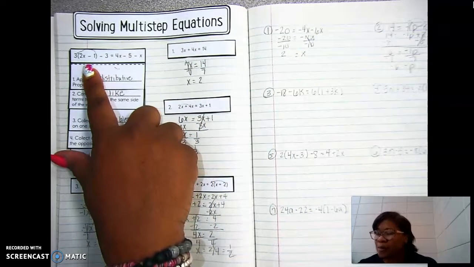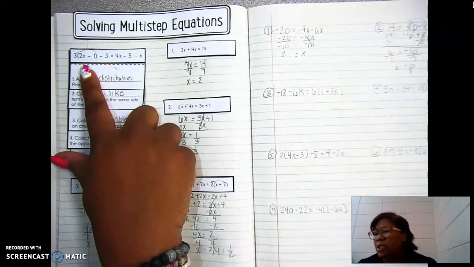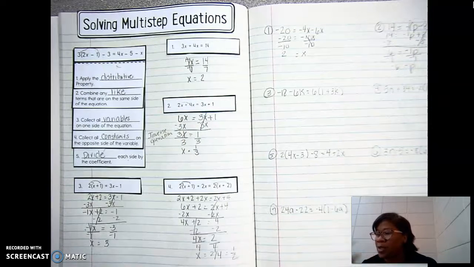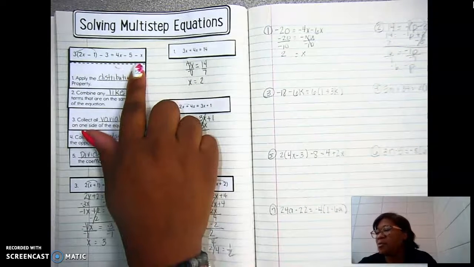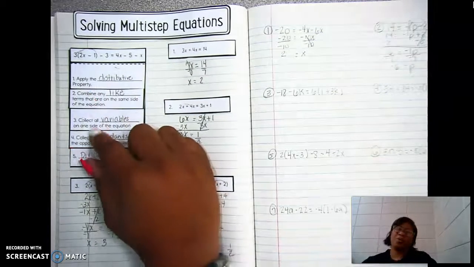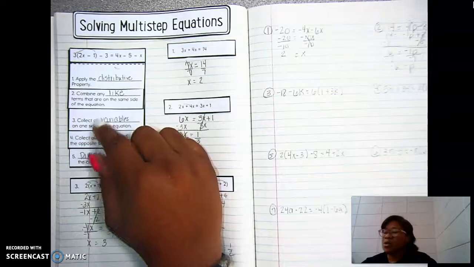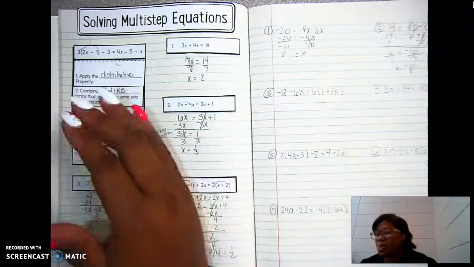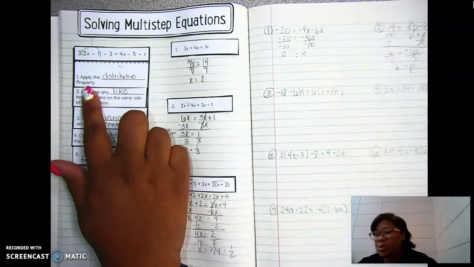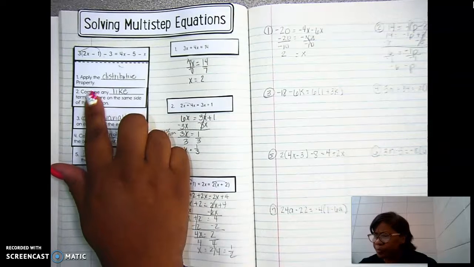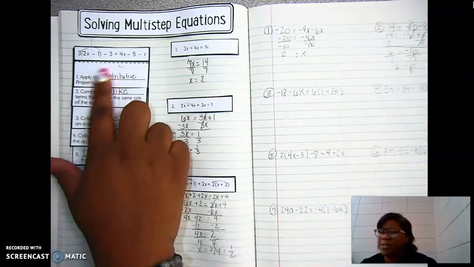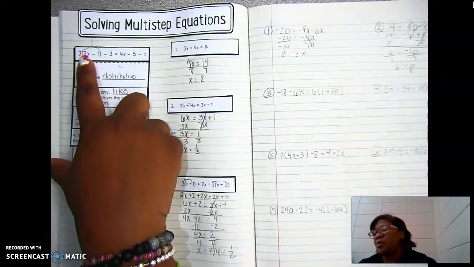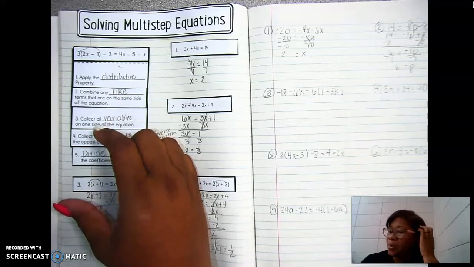We had an example, 3 multiplied by 2x minus 1 minus 3 equals 4x minus 5 minus x. And there's 5 steps that we have to remember that we use every time. We won't use all of them, but they go in the same order. The first one is to apply the distributive property. And you know that if there are any parentheses, you are to multiply the coefficient times whatever is on the inside of the parentheses.